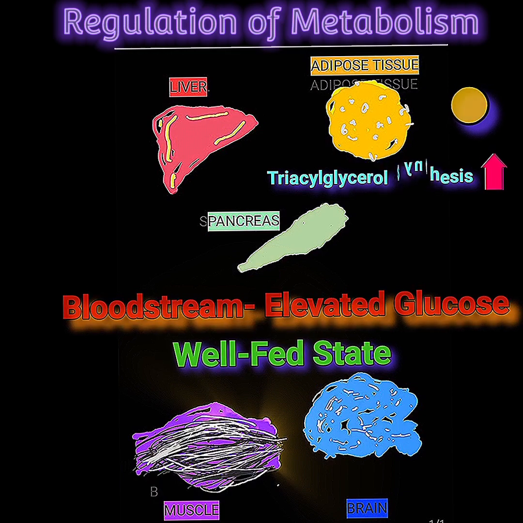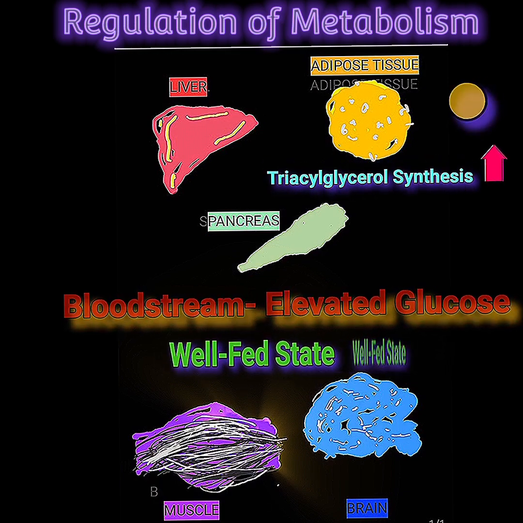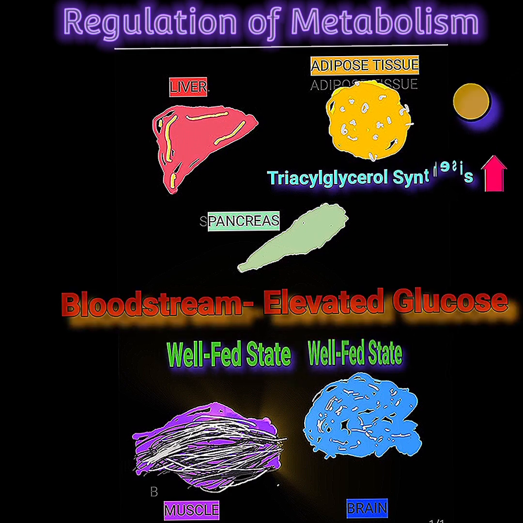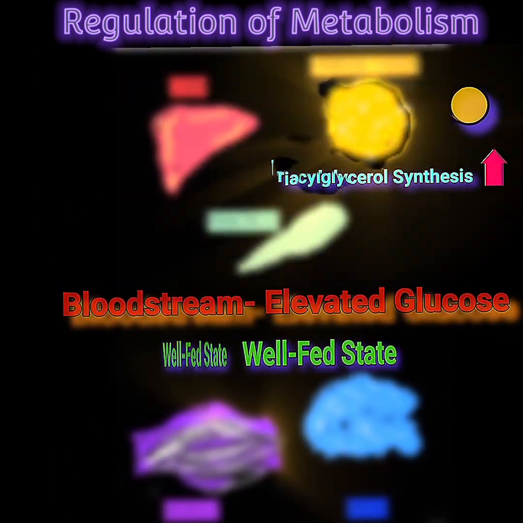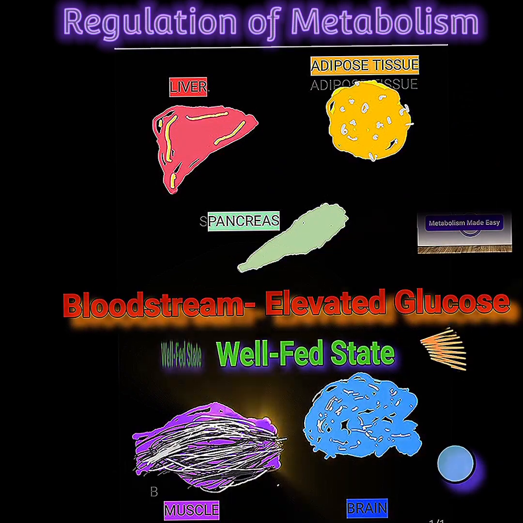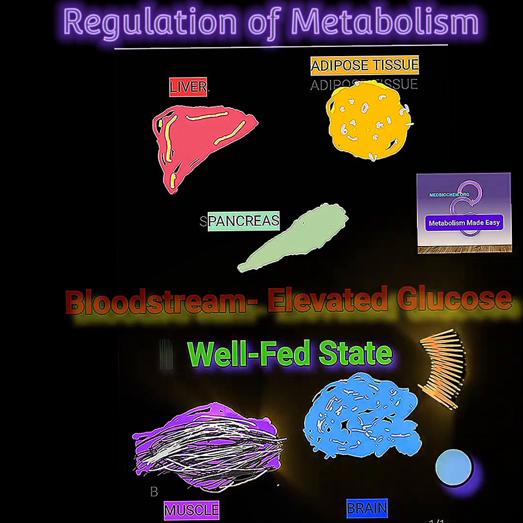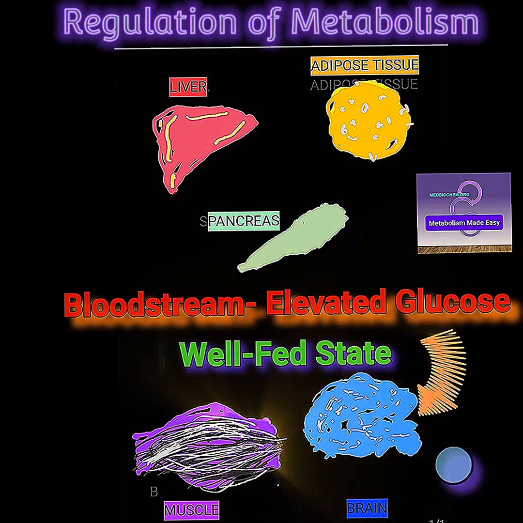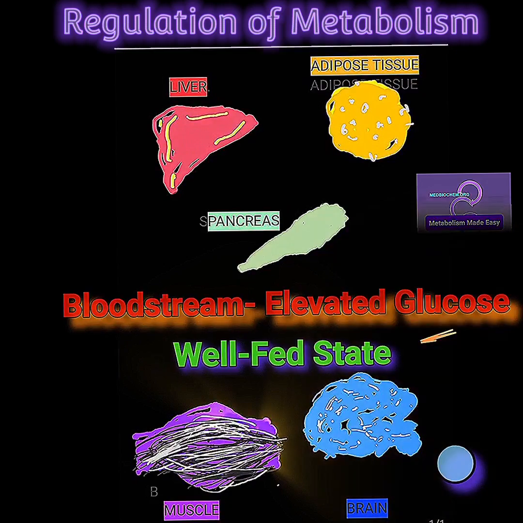In adipose tissue, insulin will increase triacylglycerol synthesis and inhibit lipolysis by inhibiting hormone-sensitive lipase. The brain will use the ample supply of glucose from the bloodstream, oxidizing it all the way to CO2 and producing 38 ATPs in the process.